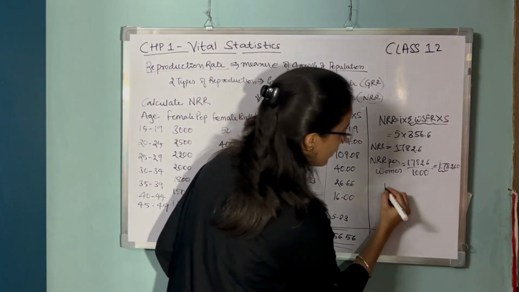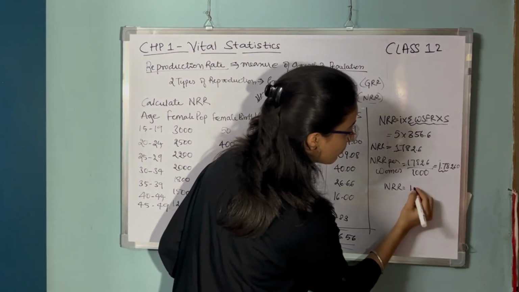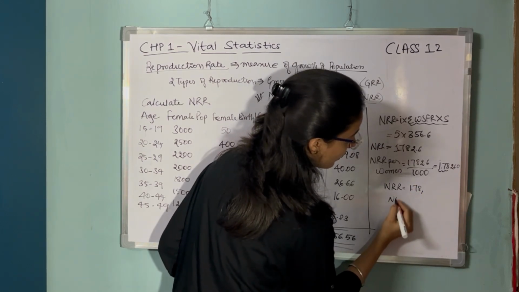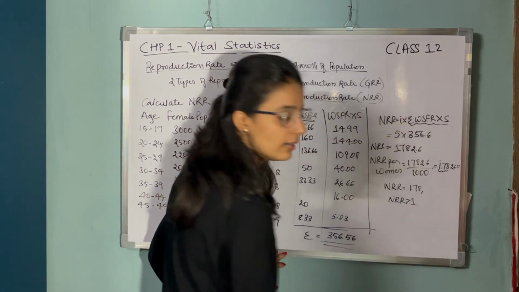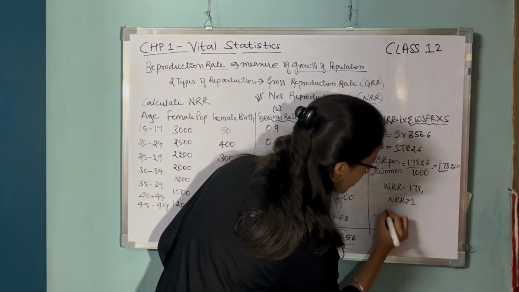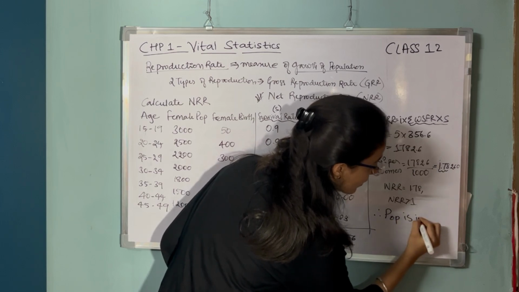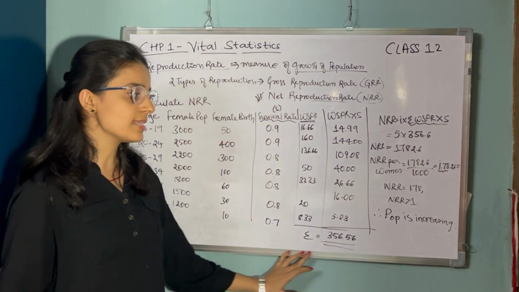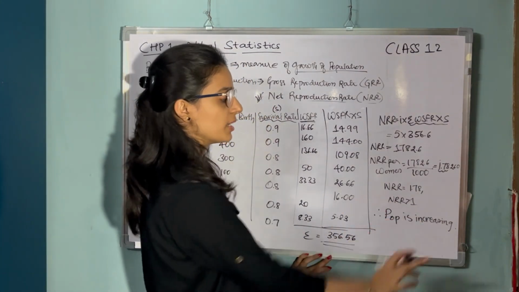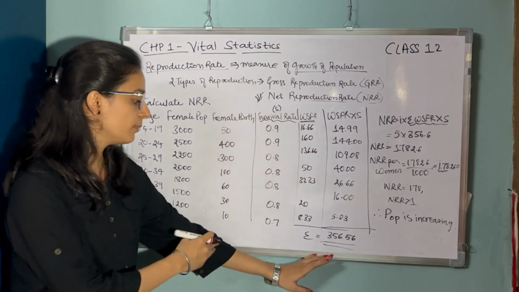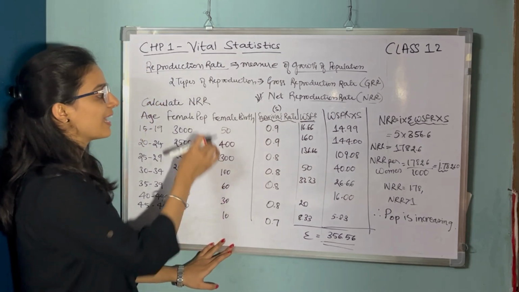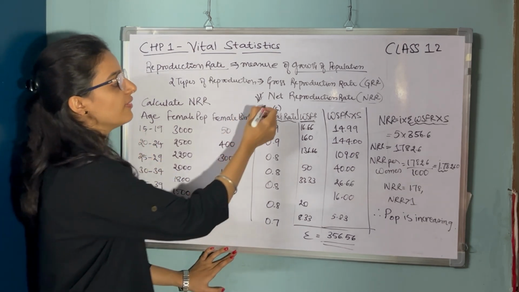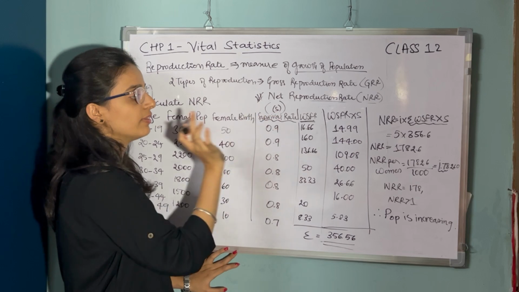Since NRR is 1.78, NRR is more than 1, right? Therefore, population is increasing. Okay? Since NRR is more than 1, population is increasing. What did we do in this problem? We had to calculate NRR, and NRR considers mortality too. So we had an additional column, survival rate.